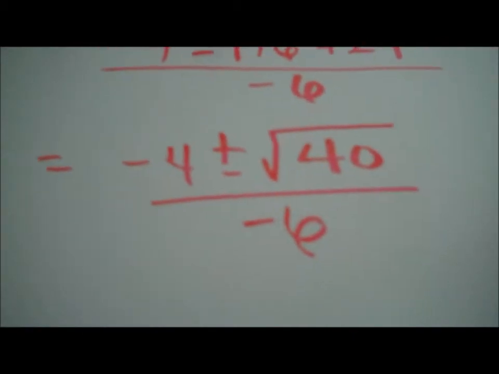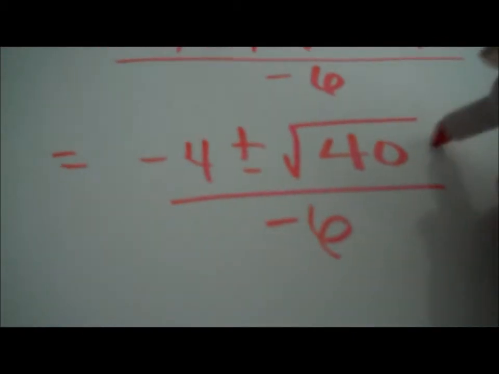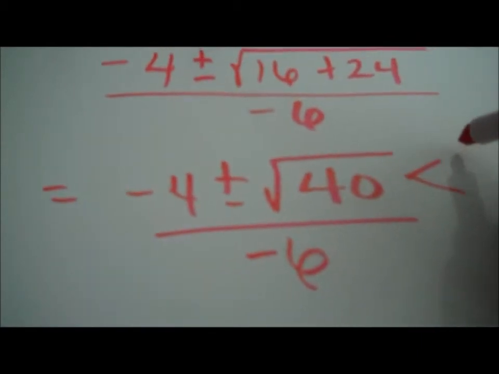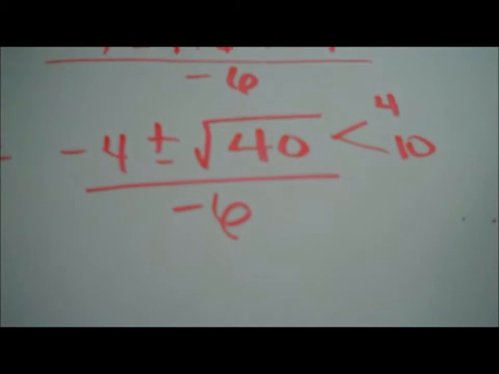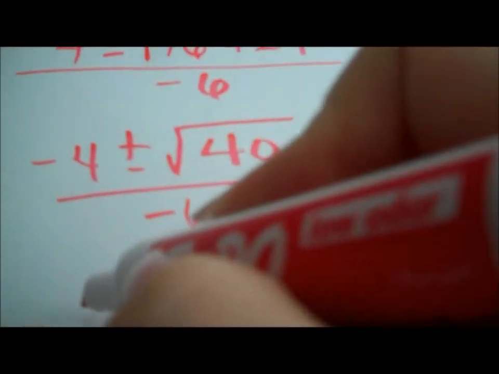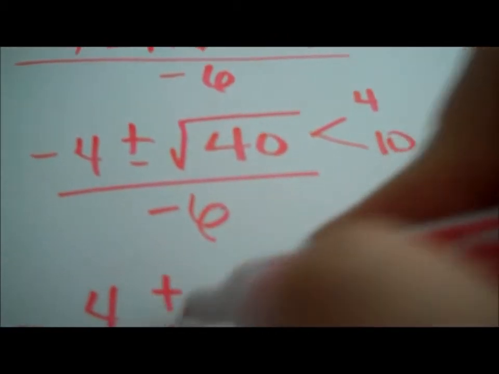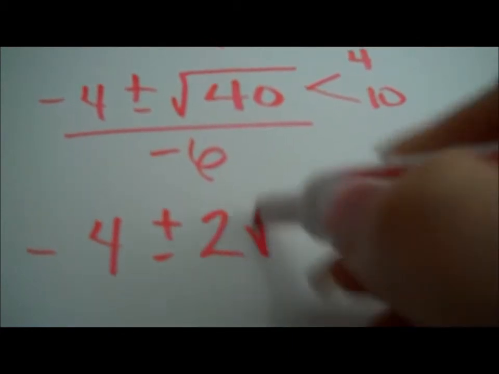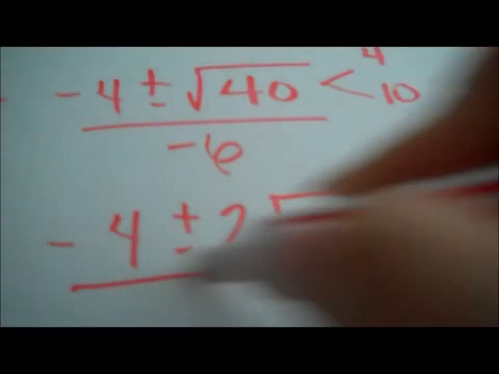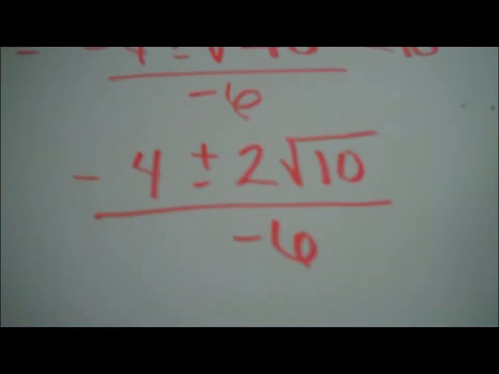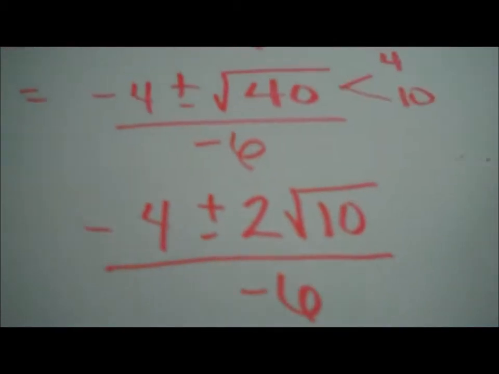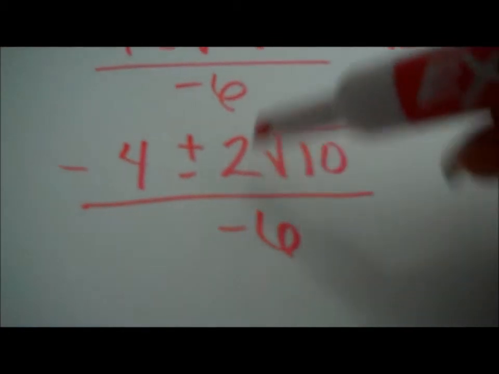Okay, so we've combined everything that we can, but we need to simplify this radical. So again, 40 would be 4 times 10. 4 is a perfect square, so the square root of 4 is 2. So a 2 is going to come out. The 10 has to stay inside, and I have a negative 6. Can I simplify this? Yes, I can. Do not, I repeat, do not just start canceling.